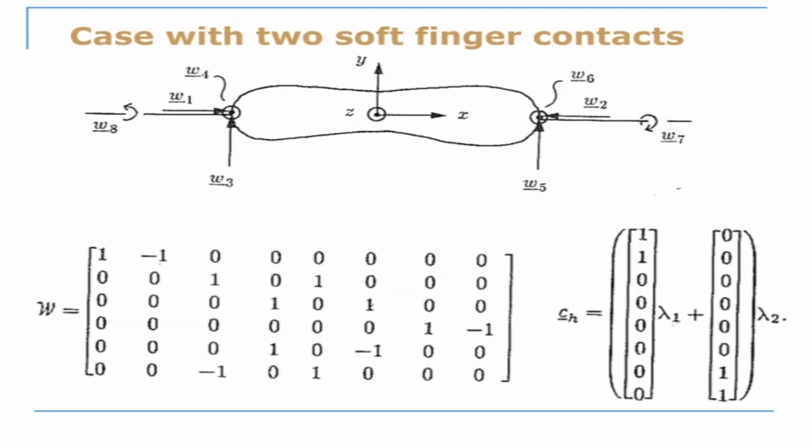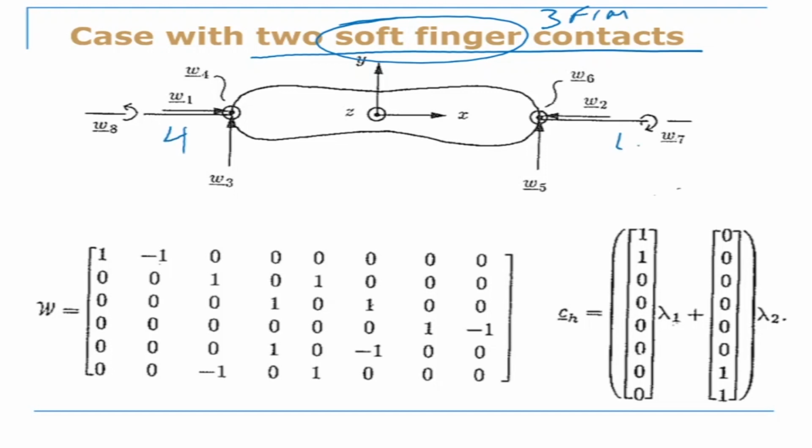Now this was another example where we are having two soft finger contacts. Soft finger contact would mean that there are three forces and one moment. So there are 4 on this side and 4 on that side. So there is 4 here. Now there is 4 plus 4, and this is W8. Okay, so this matrix is 6 by 8 matrix. This is also non-square. Now in this particular case, if I want to find what is C, C is equal to CP plus CH.